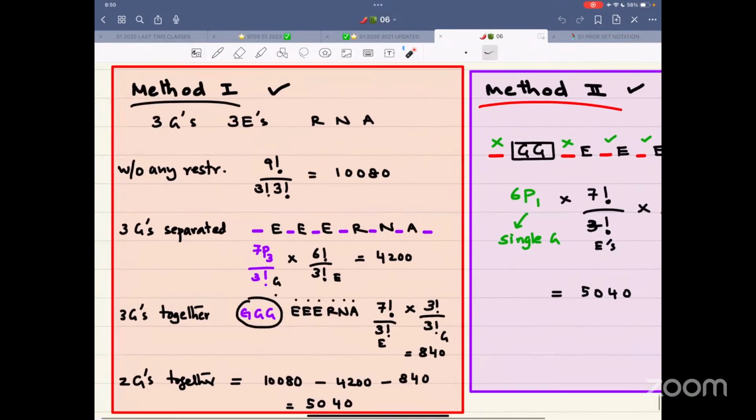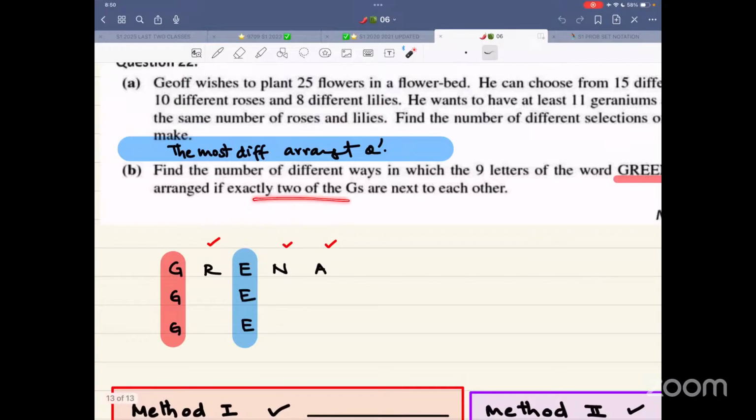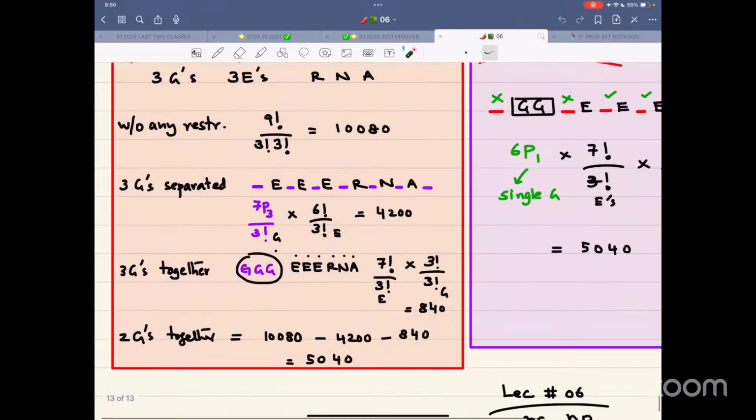So this is method number 1. Without any restriction, 3 G's separated. They all are separated. 3 G's together. And therefore, without any restriction, minus the 3 G's separated, minus the 3 G's together, that means the 2 G's could be together. Got the idea? Listen to me once again. Without any restriction, 3 G's separated, space concept. 3 G's together, box concept. So what is now left is that exactly two of the G's are next to each other. So this minus this, that is the answer.